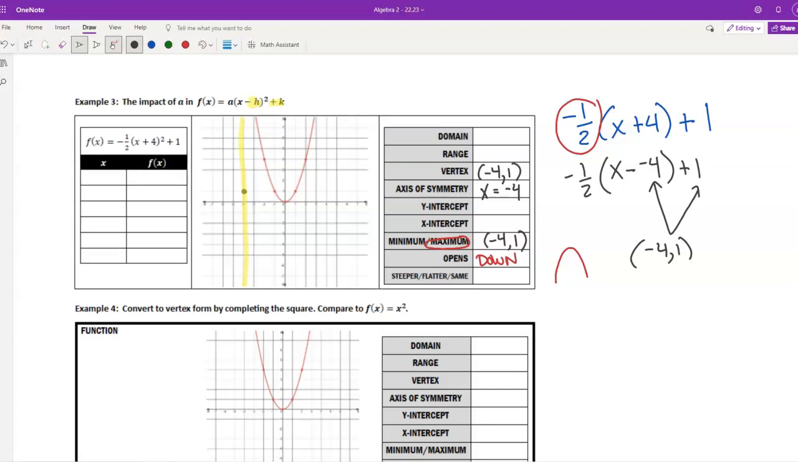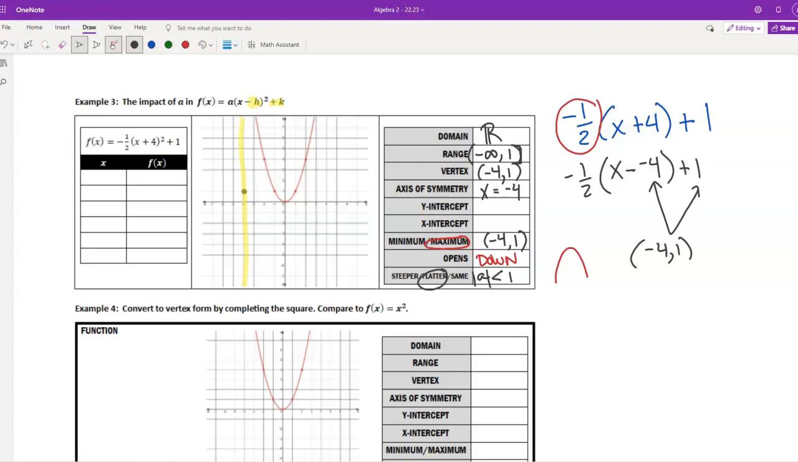If that's the highest point, I can say that my range is going to be from negative infinity up until that point, which is up to 1, with a bracket, because it goes up to that. And my domain is always all real numbers for those. And because of the 1/2, I know that the absolute value of my a value is less than 1, which means I'm going to make it flatter, because the absolute value is 1/2. So I was able to fill out all that information without even graphing it, just by looking at those characteristics.